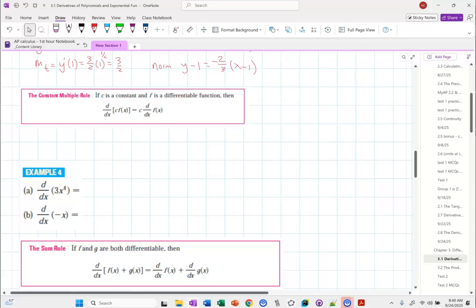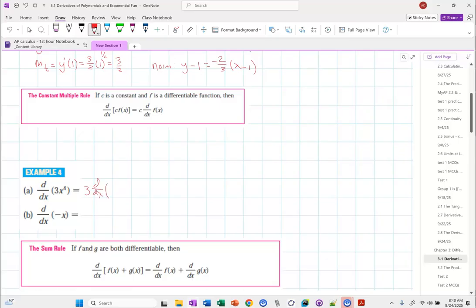So if I'm taking the derivative of 3x to the 4th, I can just ignore the 3 and take the derivative of x to the 4th, which is 4x to the 3rd. And then I just multiply the 3 onto that.